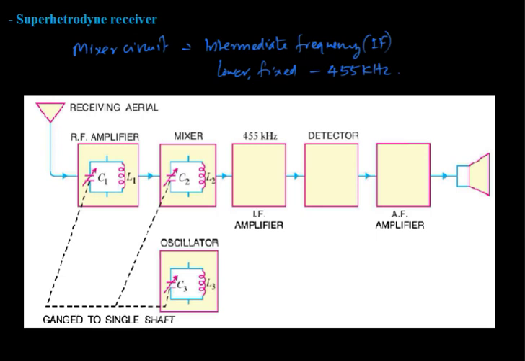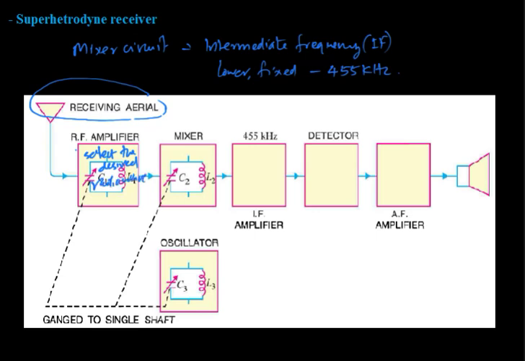This contains an antenna or an aerial which intercepts all the radio waves, and the radio frequency amplifier with a tuned LC circuit selects the desired radio wave.